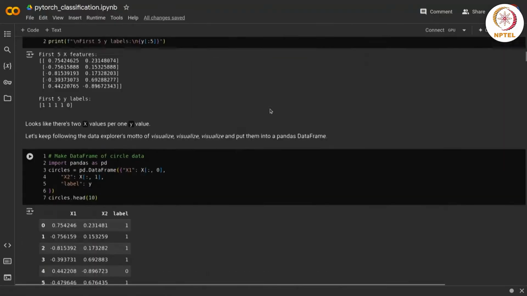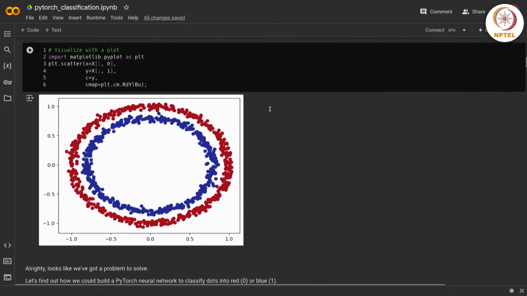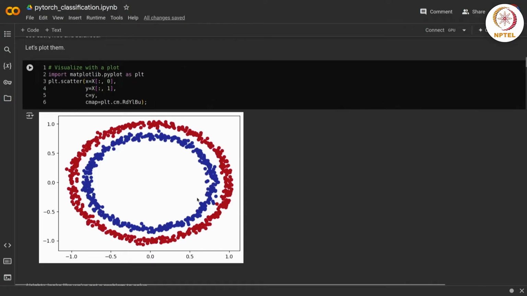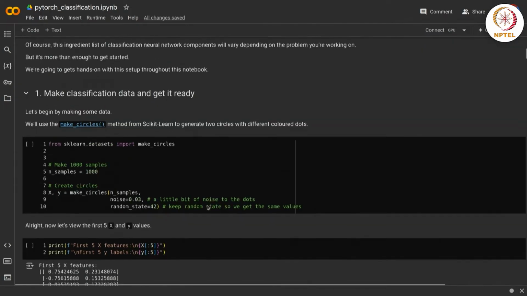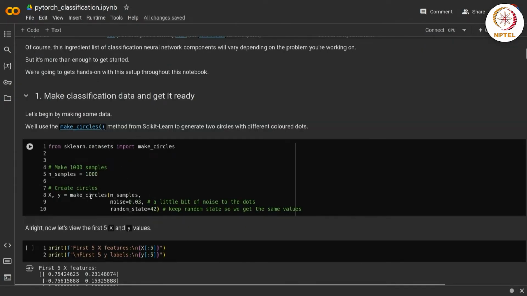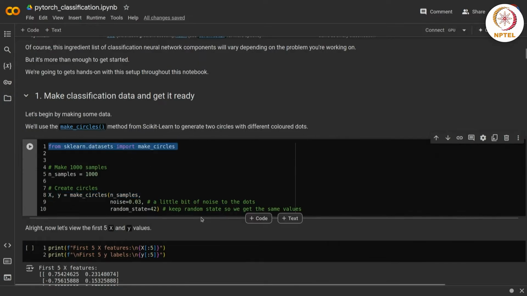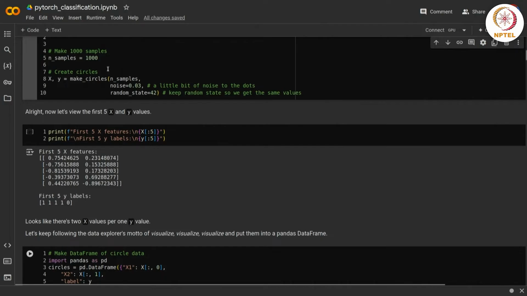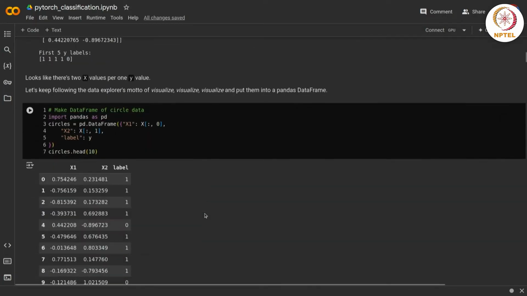So let's start with defining some data that we will use for training. We are creating dummy data, and this is what the data looks like. What we have used for creating this data is make_circles. It's an inbuilt functionality in the sklearn library, and this is the syntax we are using for creating some toy data that we can use for training our classification algorithm.